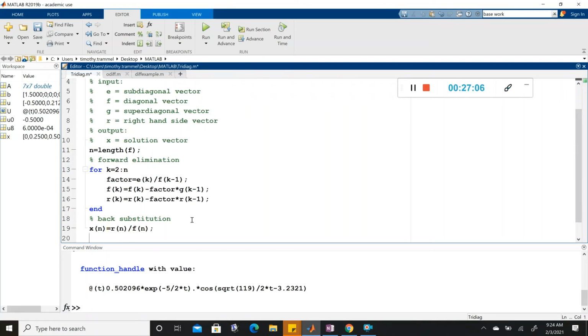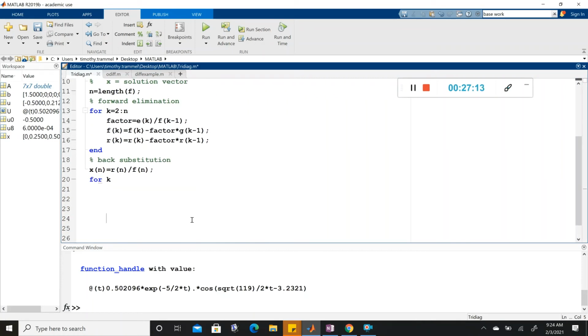And then next we'll want a little for loop that'll perform the rest of the back substitution. So for k equals, and let me make a little bit more space, we're going to start at n minus 1, and we want to go by minus ones, and we're going to end at 1, because we need to get everything from x sub n down to x sub 1. Okay.